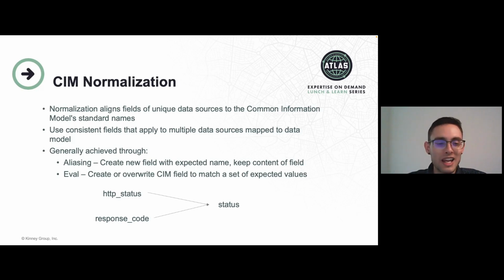So in the case that across multiple types of web logs, I may have error codes in a field that is called, for one source type, HTTP status. For another, it is response code. Ultimately, they're going to mean the same thing. And I need to make that alignment so that we can use what is the status field in the web data model.